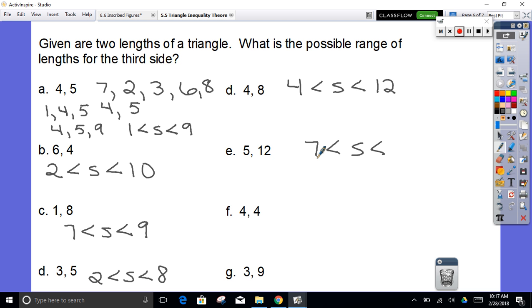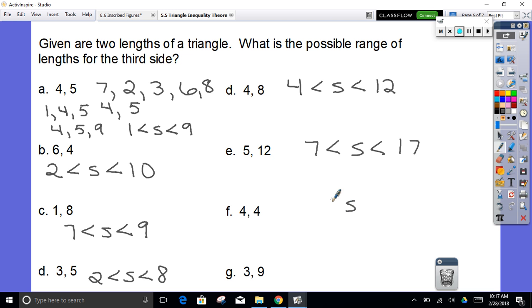What's 5 plus 12? 17. It's 17, there you go. So the third side has to be between 7 and 17. RJ, tell me what a possible side length could be for the third side of this triangle. Any number between 7 and 17 will work. So just pick one. Any number that fits on the number line in between 7 and 17. 8 would work.